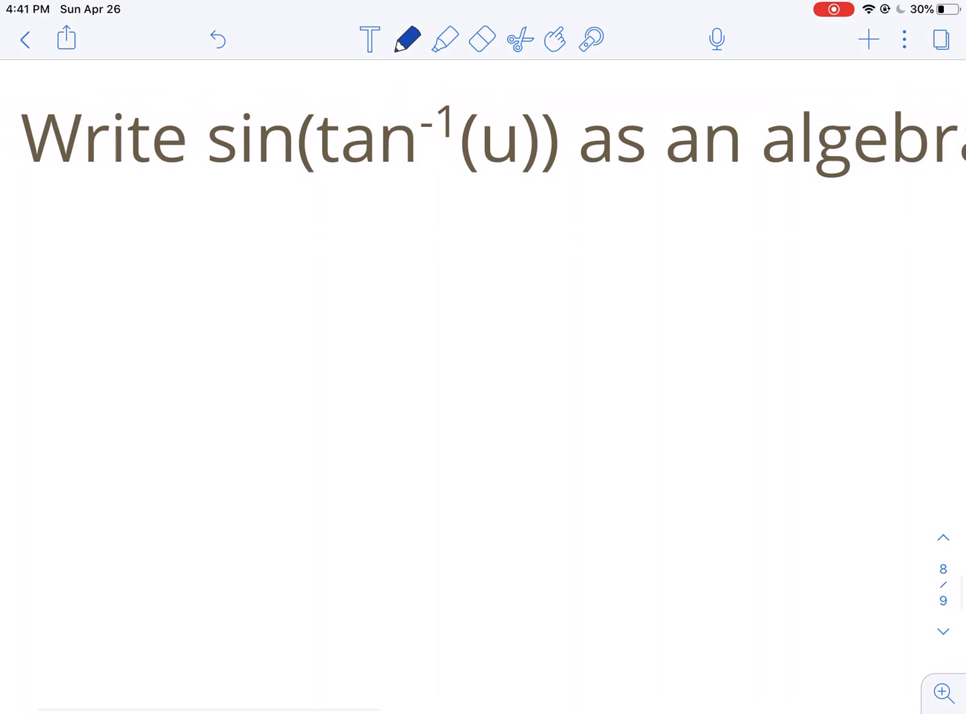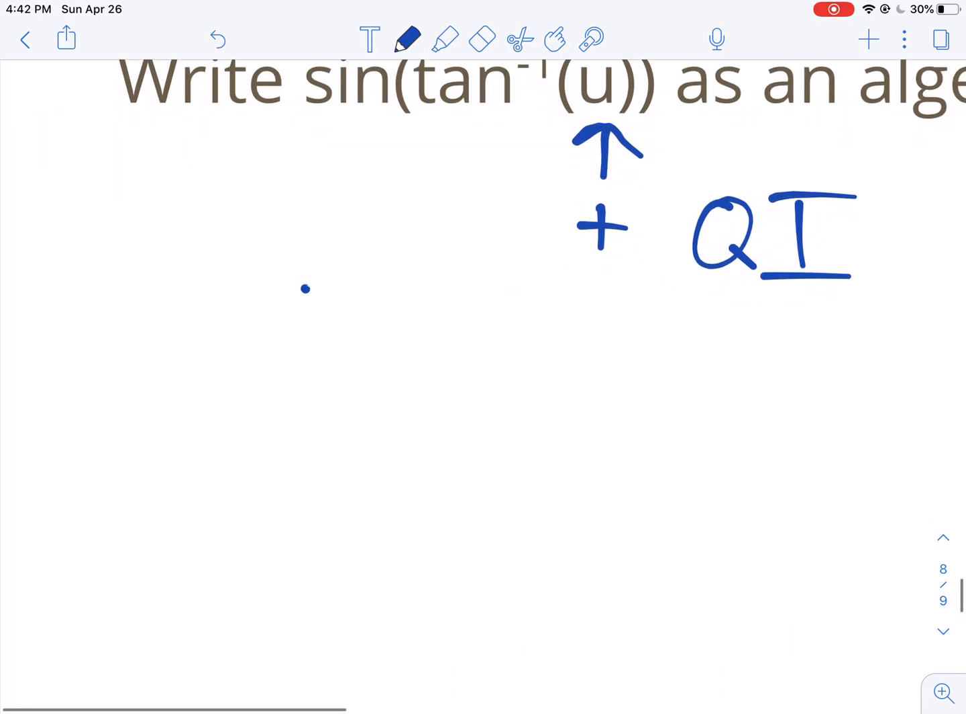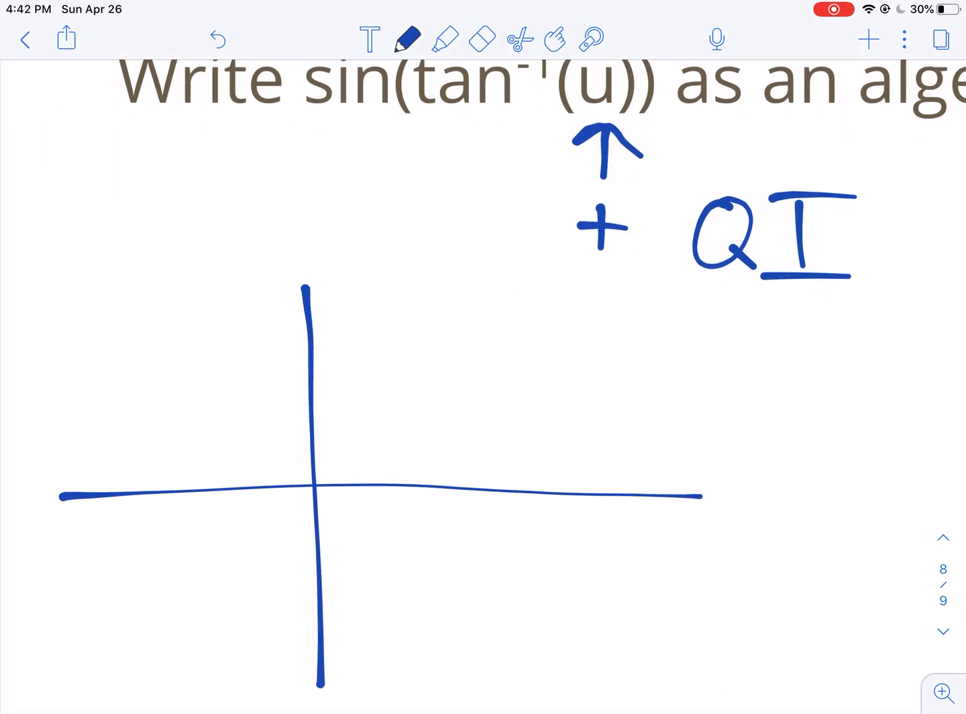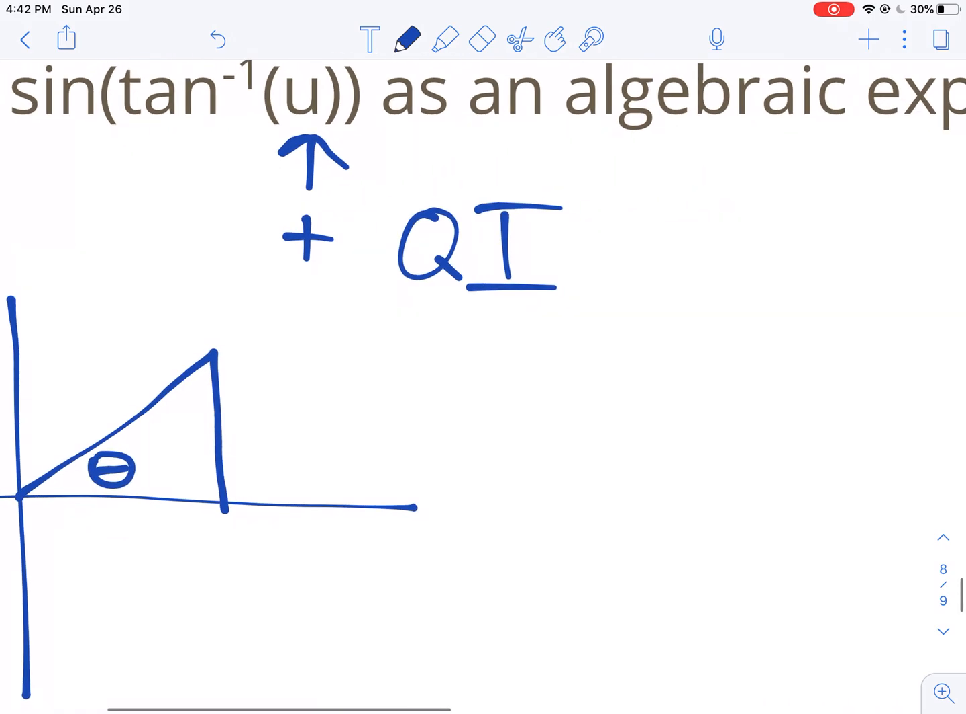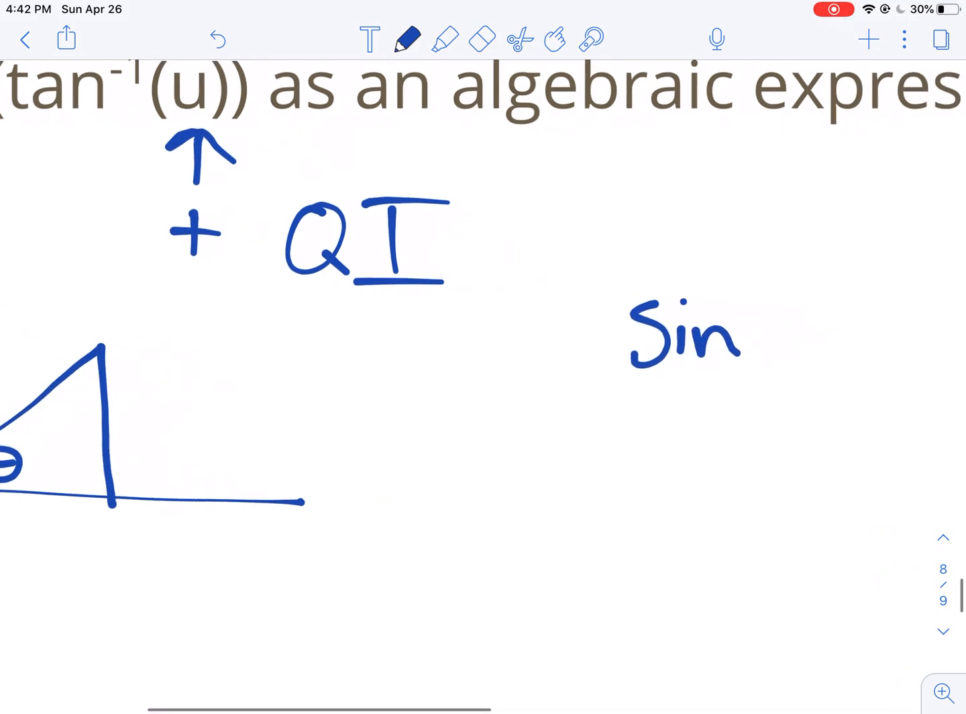I'm still going to say, all right, this is a positive angle, so I'm still talking in quadrant 1, which is going to make my life a lot easier. So I'm going to draw out my coordinate plane, and then I'll draw a triangle. And I've got some theta, which I'm trying to consider, because we know at the end of the day, we're still trying to figure out what is the sine of that theta. This is our end goal right now.